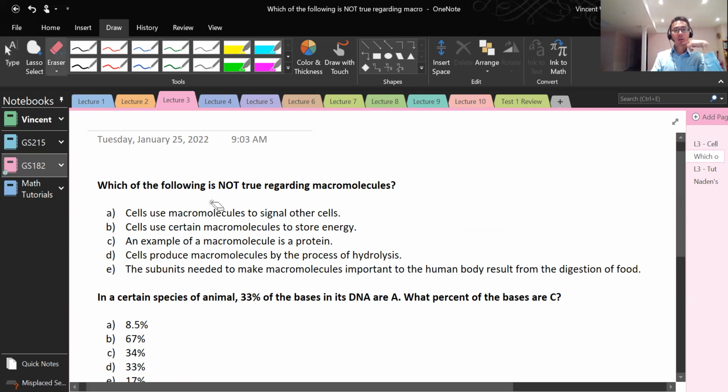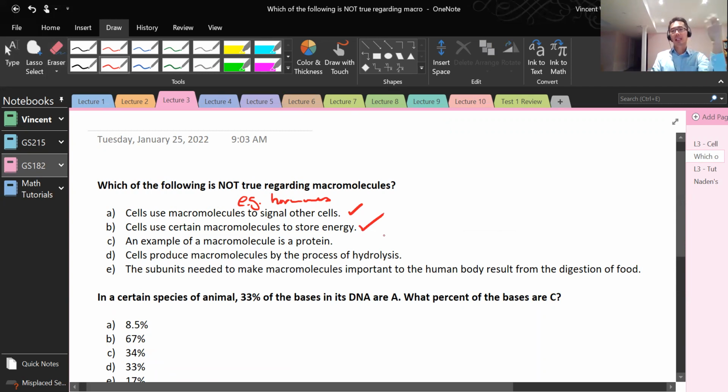So first one, which of the following is not true regarding macromolecules? Let's take a look. First one, cells use macromolecules to signal others. That is true, because signaling means hormones. So a hormone is a macromolecule, e.g. hormones. So that is true. Next one, cells use certain macromolecules to store energy.